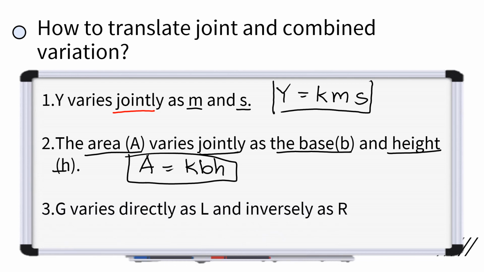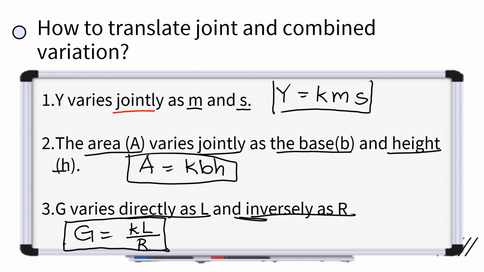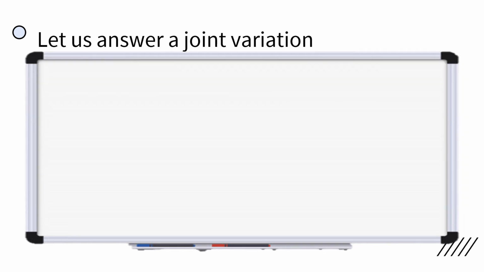How about the next one? So, we have G varies directly as L. So, yun directly kay L. And then, inversely as R. So, over R tayo kasi inversely siya kay R. So, directly with L and then inversely with R. So, this is our equation. So, that's how we're going to translate a given statement into an equation. Now, let's start to compute. Let us answer a joint variation here.